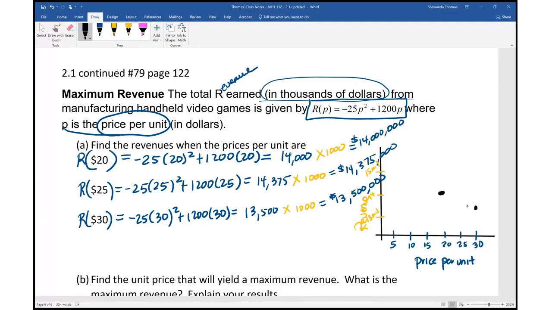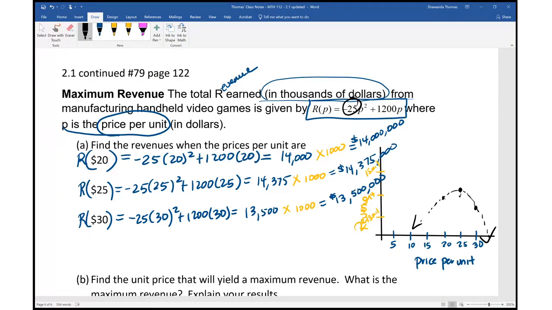All right. And then 25 was here and 20 was here. So it's doing something like this, right? It's a quadratic. We know that our A is negative 25, so our parabola opens down.